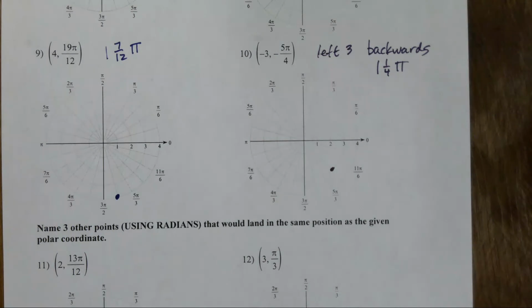The thing with polar coordinates is there can be infinitely many coordinates that will land in the exact same spot. It just depends on the size of the angle. And so we're going to go ahead and write other coordinates for a given point.